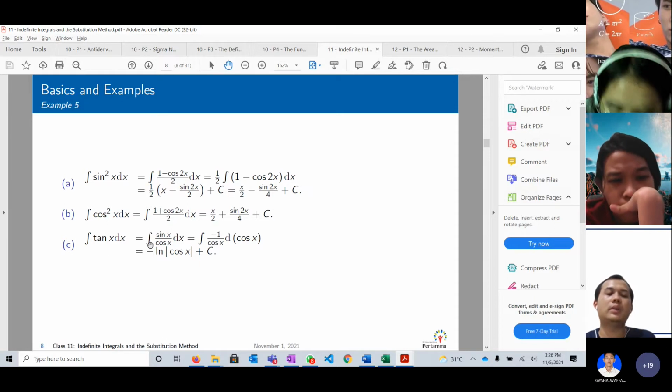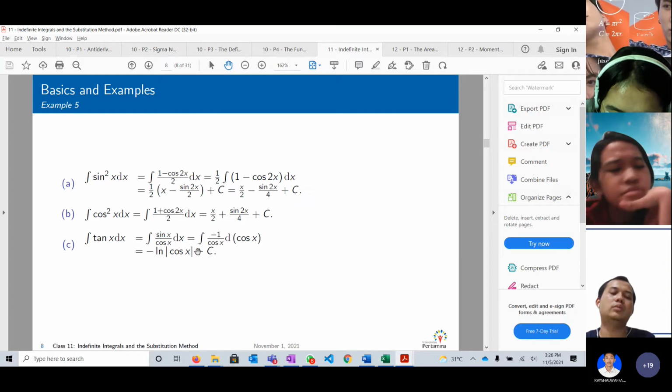Kalau tangen x kita ubah menjadi sin x per cos x. Kemudian kita misalkan u sama dengan cos x, maka du sama dengan minus sin x dx. Maka kita punya integralnya menjadi integral minus 1 per u du, yaitu minus nilai mutlak u plus c. Any question?